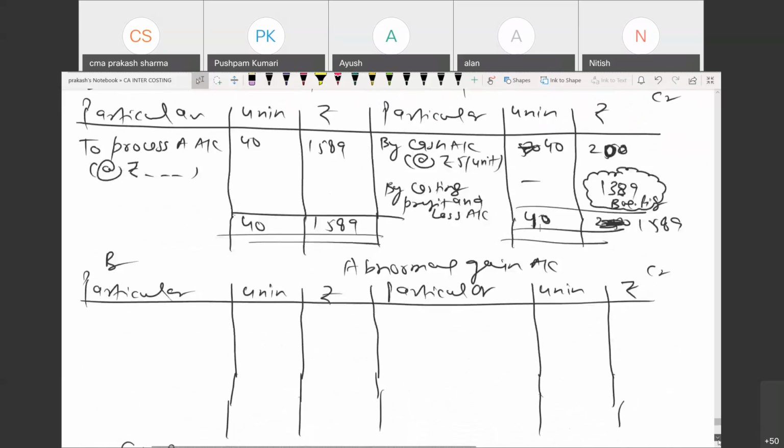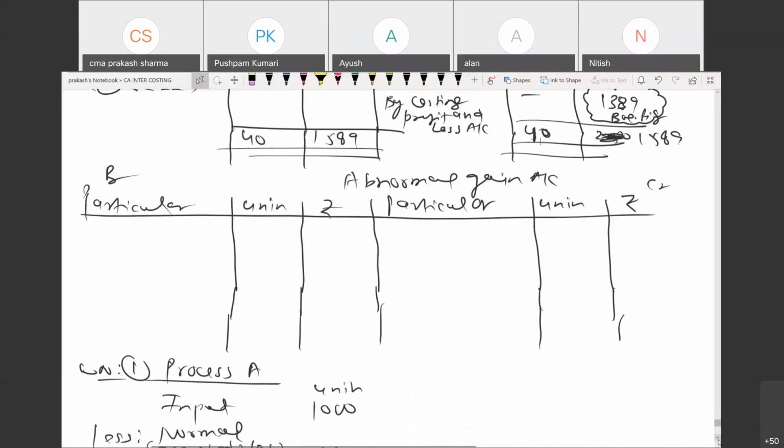Next is abnormal gain account. So abnormal gain account, abnormal gain actually appeared in process B debit side. So I'm making cross posting here. So I write process B account.